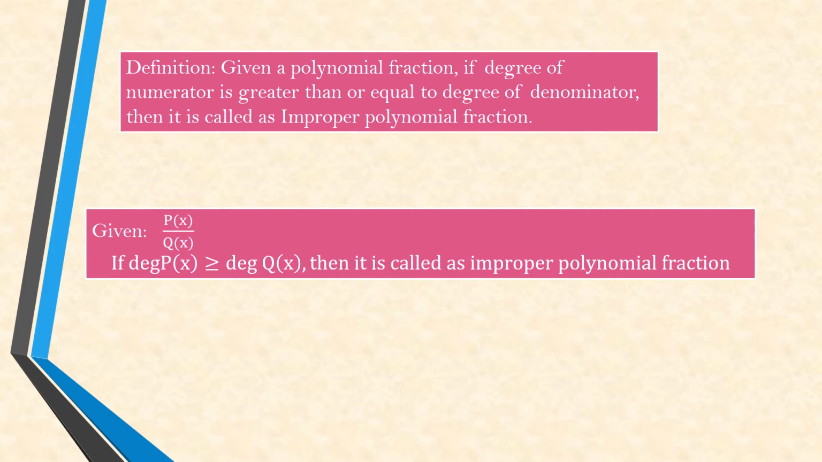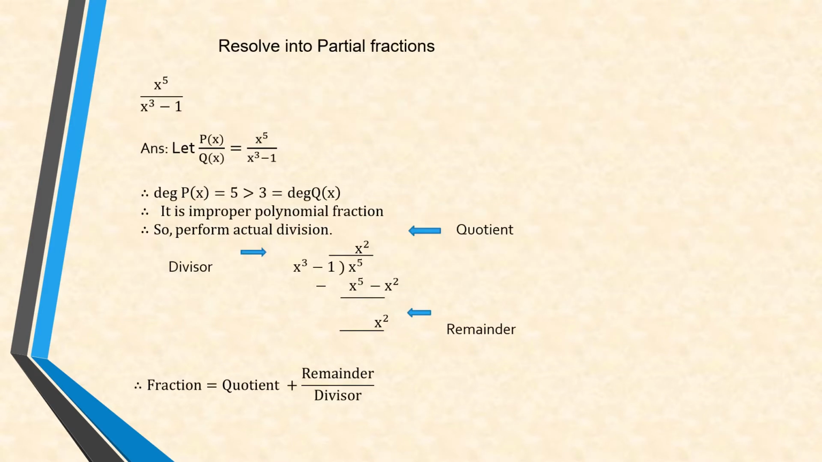The definition says that given a polynomial fraction, if degree of numerator is greater than or equal to degree of denominator, then it is called as improper polynomial fraction. Look at the polynomial fraction p of x upon q of x. Both p of x and q of x are polynomials. If degree p of x is greater than or equal to degree q of x, then it is called as improper polynomial fraction.